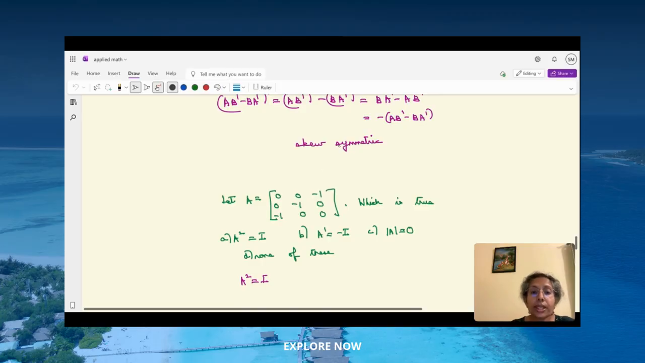Another MCQ: let A be this matrix, which is true. A squared is I, A transpose is minus I, determinant A is 0, none of these. So you can square the matrix, you will get it as I. So your answer is option A squared equal to I.